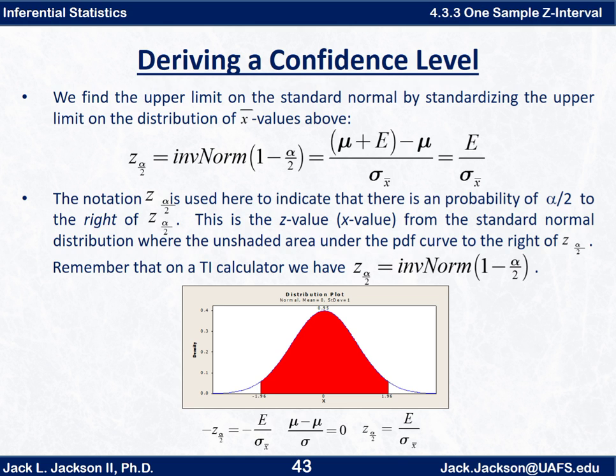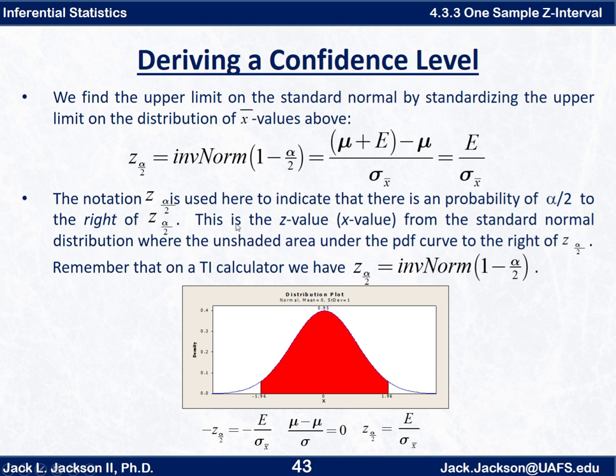So we want to find the upper limit of a standard normal curve by standardizing the upper limit on the distribution of x values. So the upper limit that we're looking at for this part of a standard normal curve here is what we call z alpha over 2. So alpha over 2 is this unshaded area to the right. So 1 minus alpha over 2 is the area to the left of that.